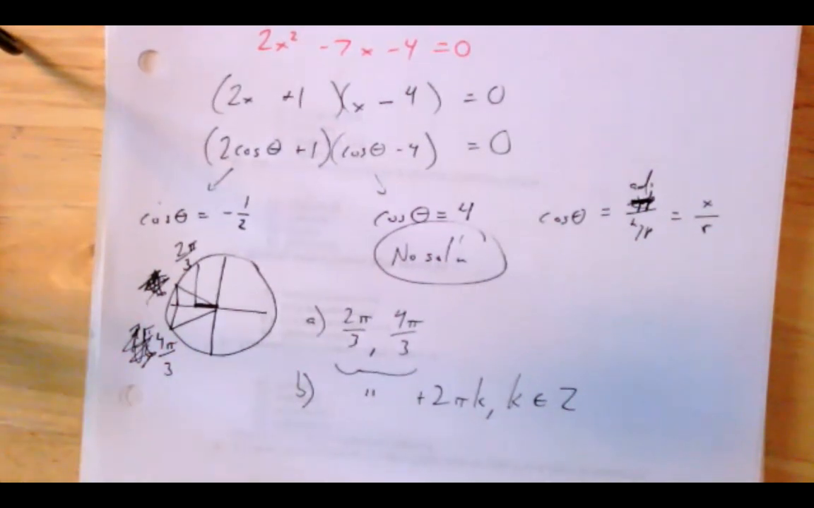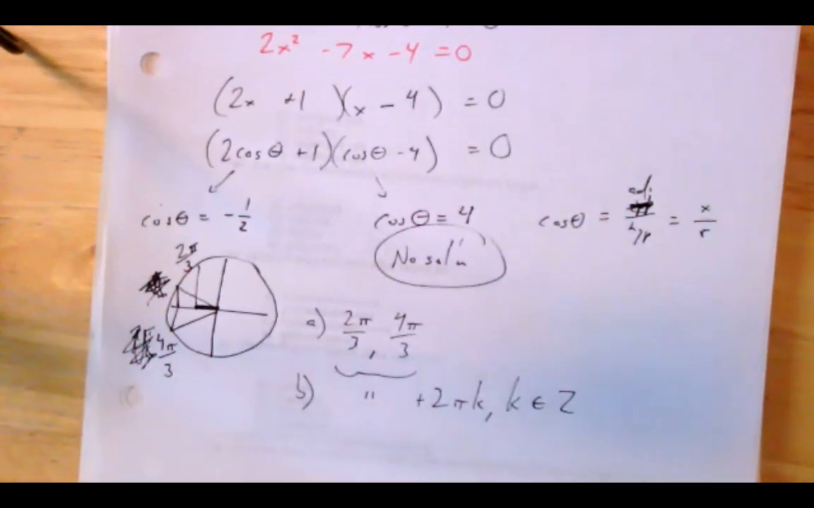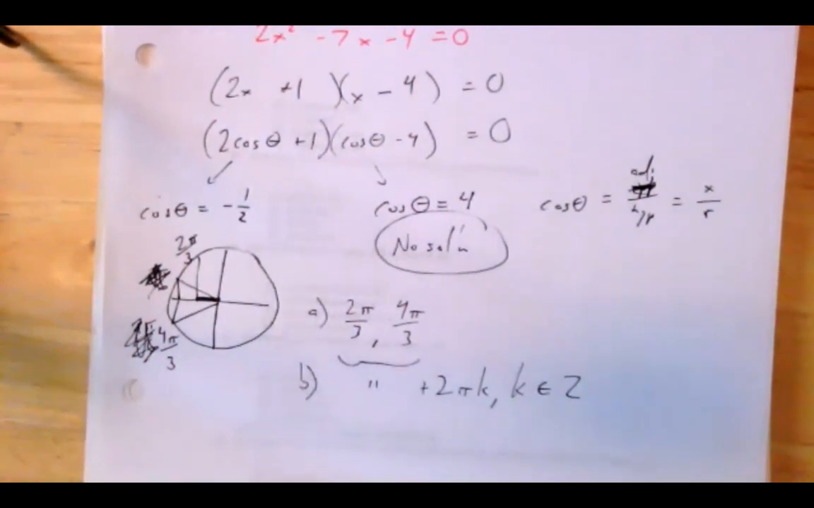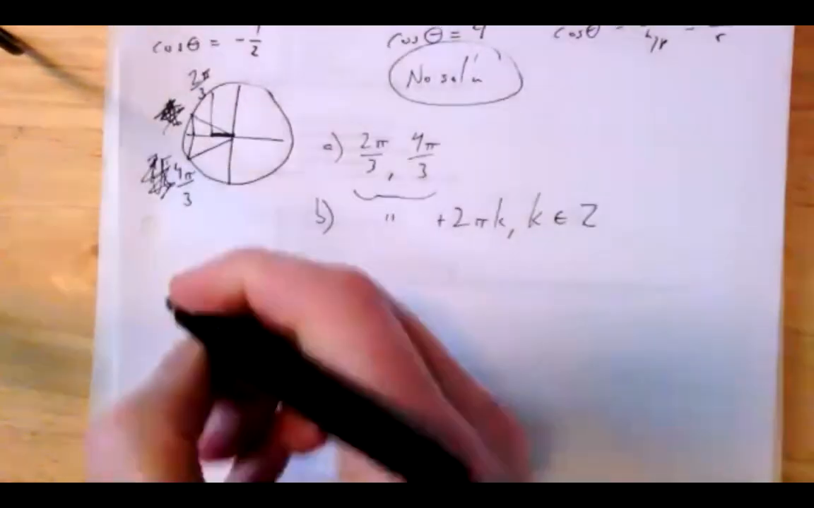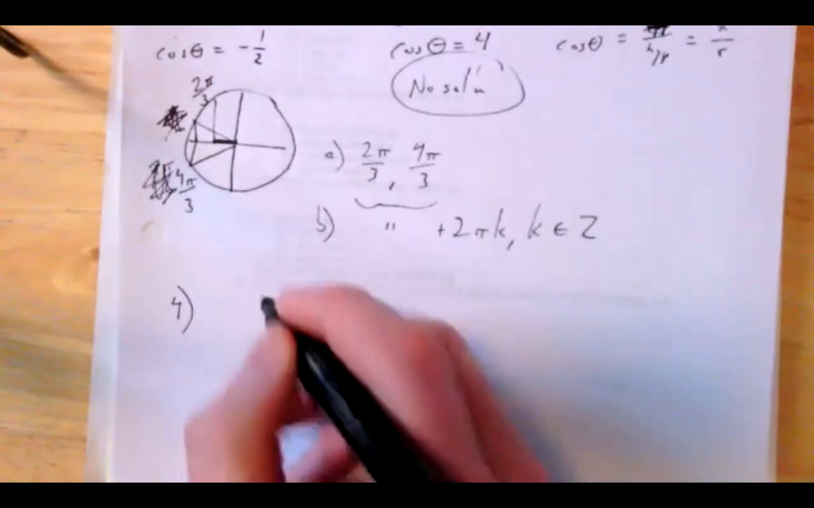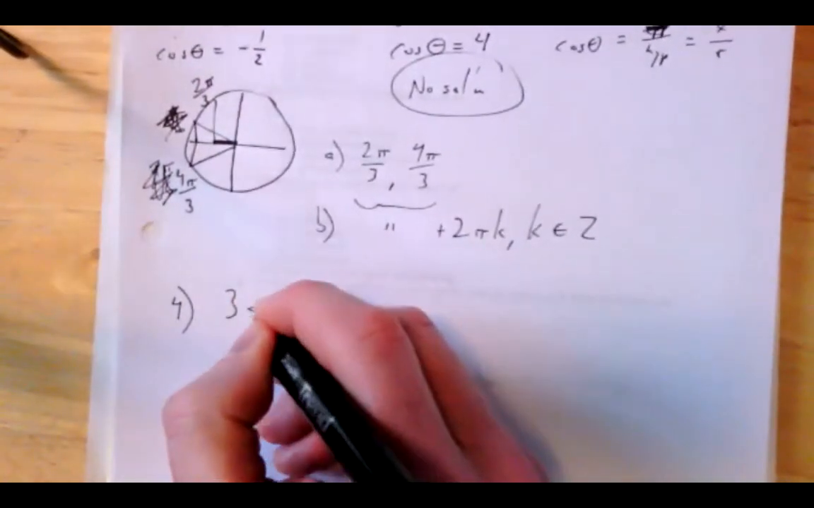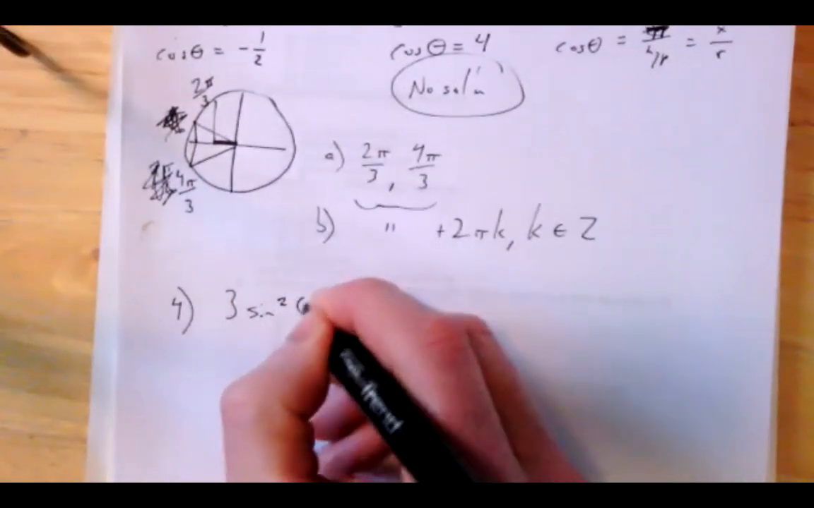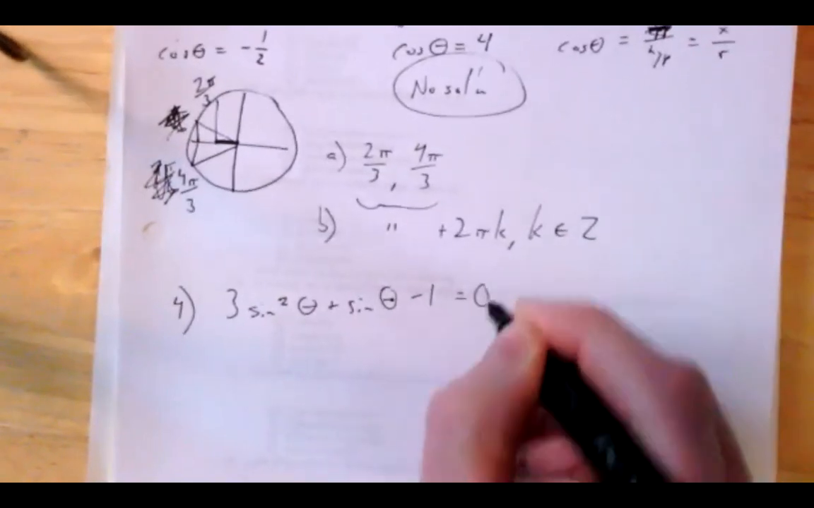Everybody got this down? Any questions before I move on? All right. Next, I'm going to start getting picky. I don't know if anybody's looking at their book, but page 212, question number 4. You guys can see my hand right now, right? Okay, so 4 is 3 sine squared theta plus sine of theta minus 1 equals 0.